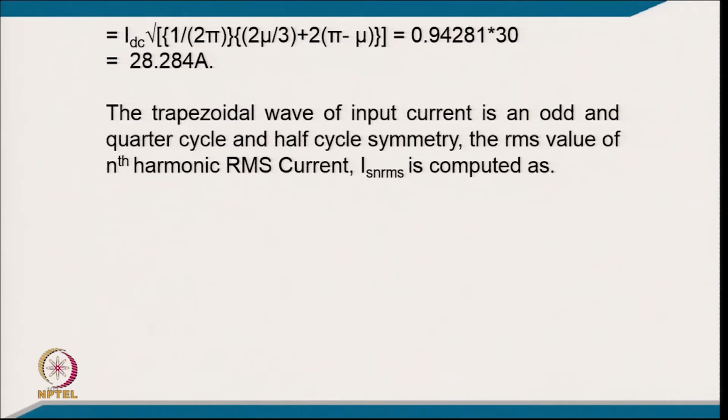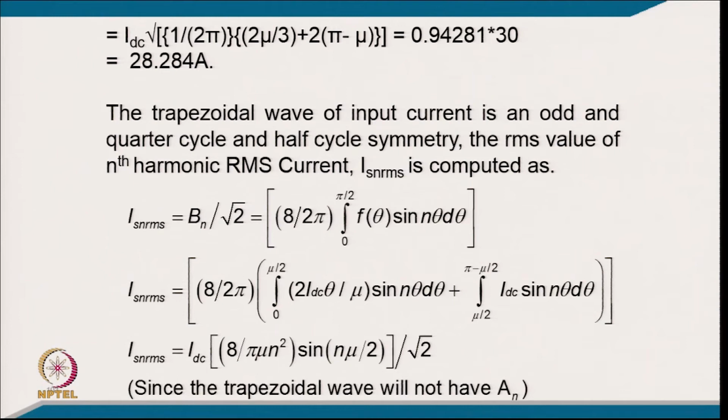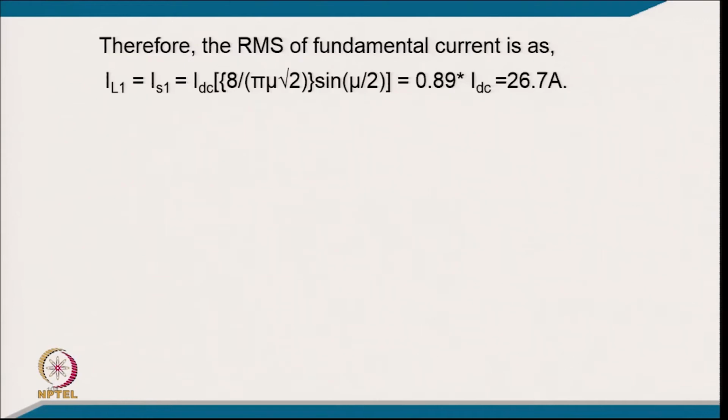The trapezoidal waveform of input current has odd, quarter and half cycle symmetry. The RMS value of the nth harmonic current ISN RMS is computed as ISN equal to Bn upon root 2, and calculating the Bn coefficient, Bn equal to 8 by 2 pi, integral 0 to pi f theta sin n theta d theta. So, keeping the value we get ISN equal to IDC 8 divided by pi mu n square into sin n mu by 2, divided by root 2. Since it is a trapezoidal wave, it will not have an an coefficient.